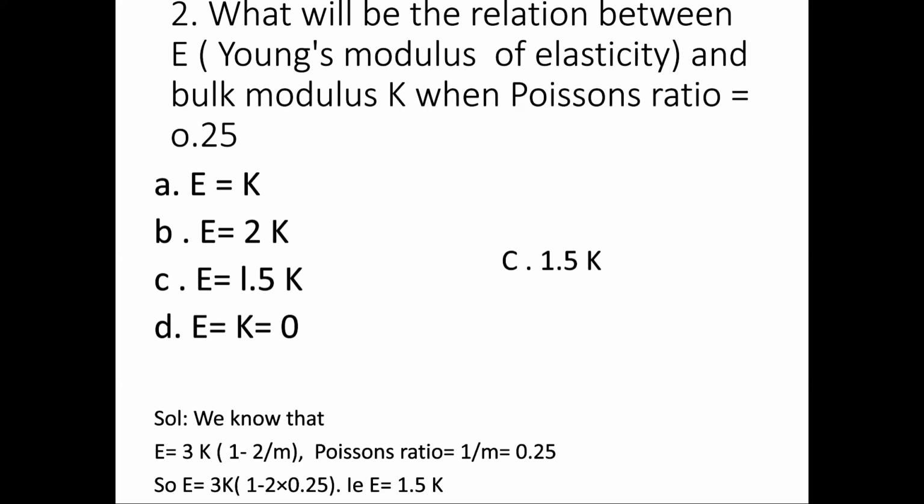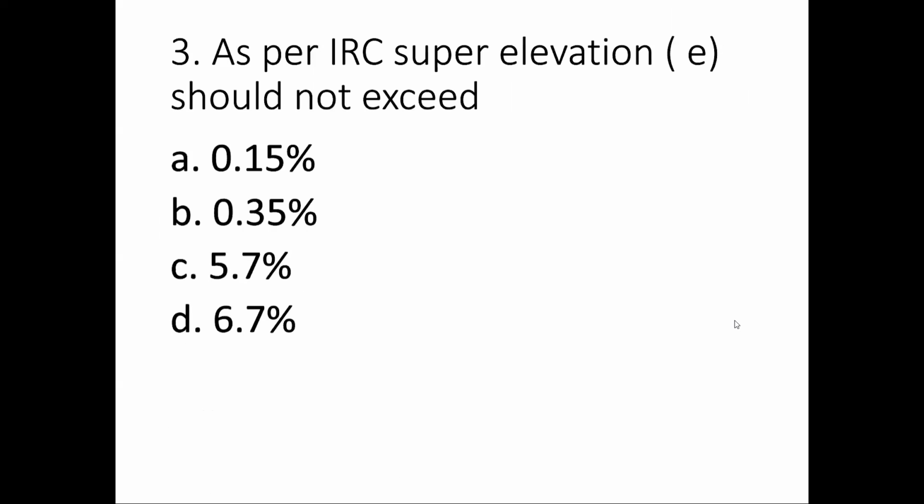We already know the formula E is equal to 3K into (1 minus 2/m). What is 1/m? 1/m is Poisson's ratio. Here it is given as 0.25. K is bulk modulus and E is Young's modulus of elasticity. So applying 1/m equal to 0.25, we get E is equal to 3K into (1 minus 2 into 0.25). So the answer is E is equal to 1.5 K.